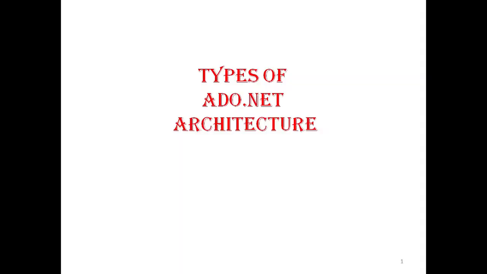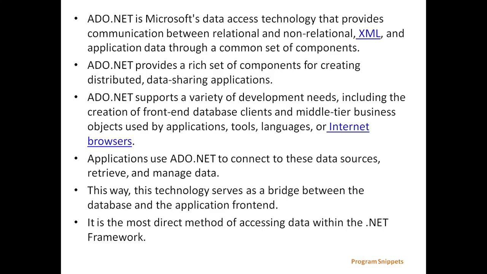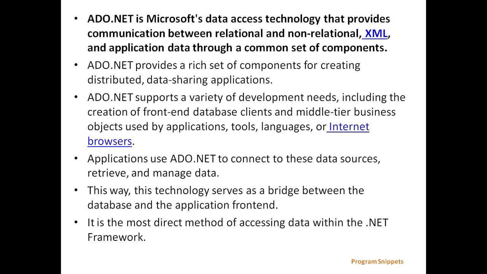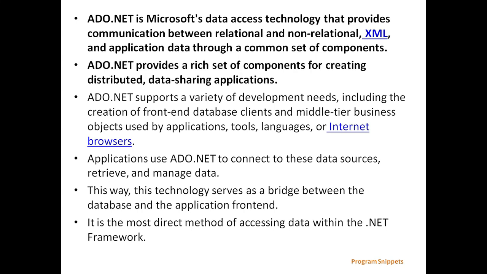Here we will see types of ADO.NET architecture. ADO.NET is a Microsoft data access technology that provides communication between relational and non-relational XML and application data through a common set of components. ADO.NET provides a rich set of components for creating distributed and data sharing applications.